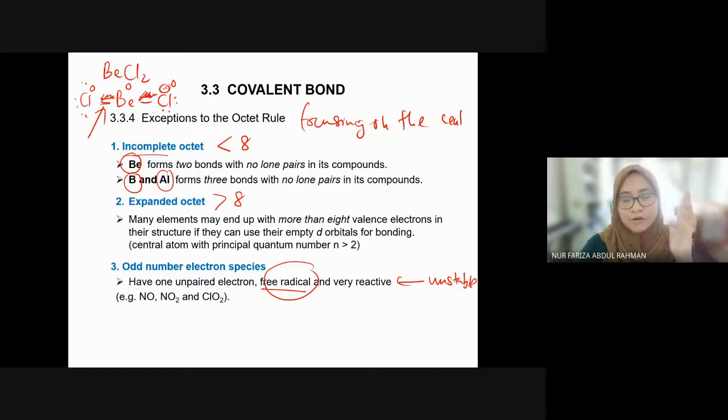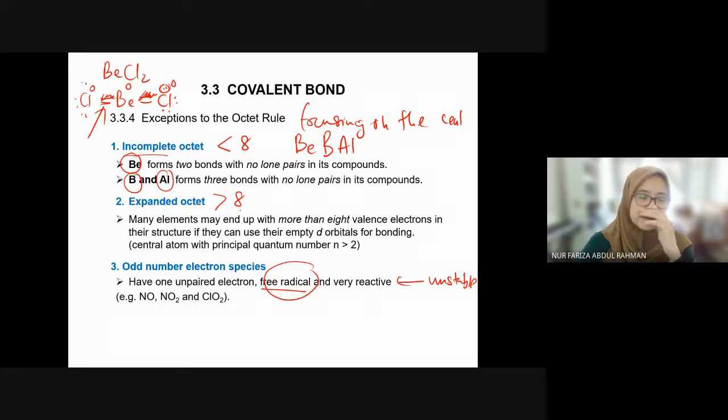So for you to remember easily, maybe you can use this: Bebal. They do not want to be octet. So Bebal: beryllium, boron and aluminium. So beryllium, of course, has no lone pair. Boron and aluminium also have no lone pair. It means they really do not have enough, they have less than 8.